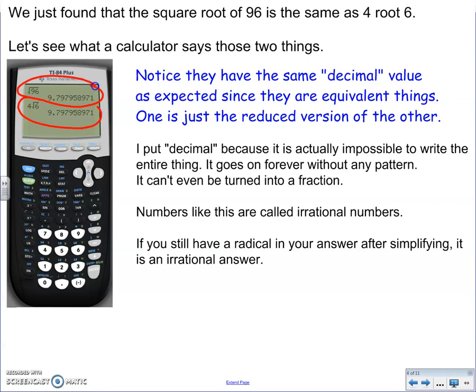Now I put decimal in quotations because it's actually impossible to write this entire thing. It goes on forever without any pattern. It can't even be turned into a fraction. Numbers like this are called irrational numbers. So if you still have a radical in your answer after simplifying it, it is an irrational answer.